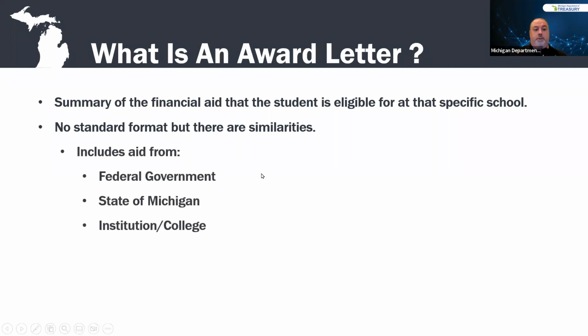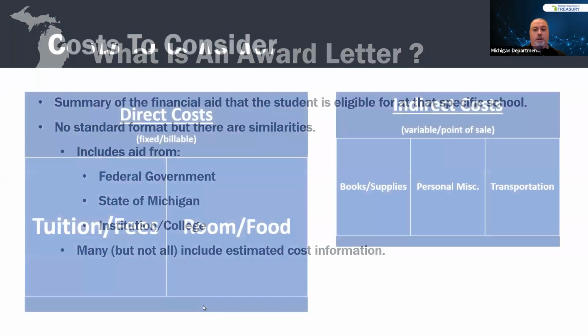Normally, they're going to include aid information from the federal government, the state of Michigan, and the institution or the college directly. Many, but not all, include estimated cost information. So that's where they do tend to vary how much of that cost information is included on the award letter.